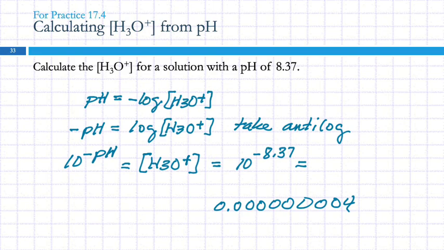So I can either trick it, multiply that by 1,000 or something to push the numbers over, or I can tell my calculator to show me that in scientific notation instead. And it's actually 4.3 times 10 to the minus 9. It's this.